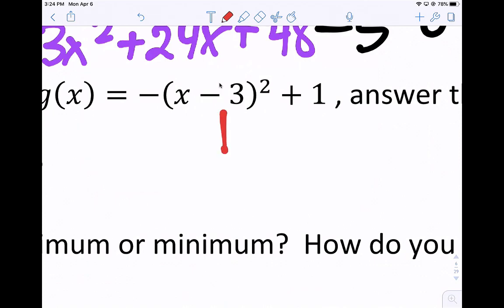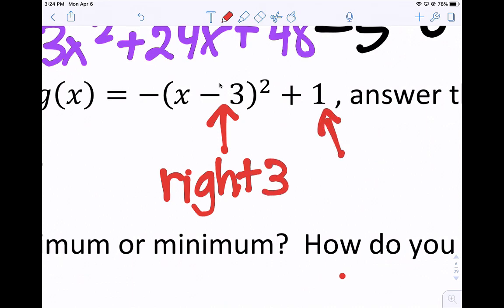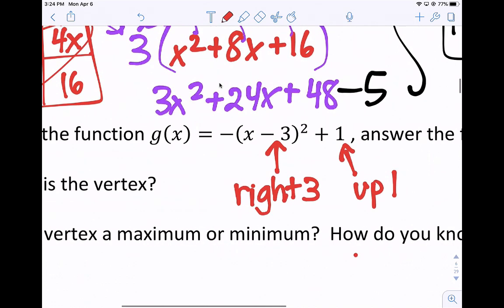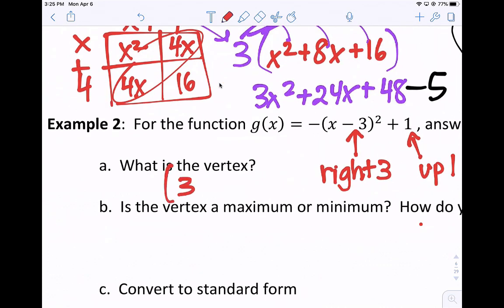So let's do that first. The -3 on the inside of the parentheses is to the right 3 units, and the +1 is up 1. So that vertex also shifts right 3 and up 1, because remember the parent function is at 0, 0, but now we're shifting it right 3 up 1. So our new vertex is 3, 1. So it's the opposite of what's inside the parentheses, but then the outside stays the same.